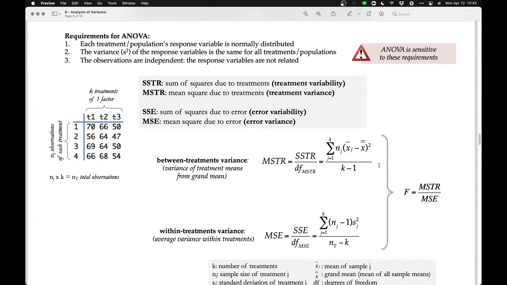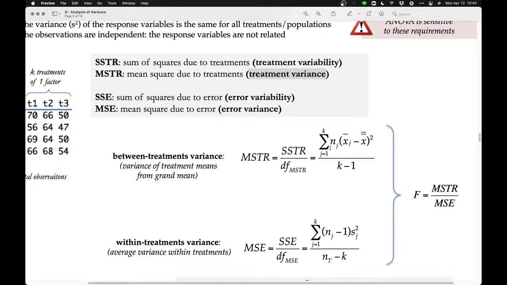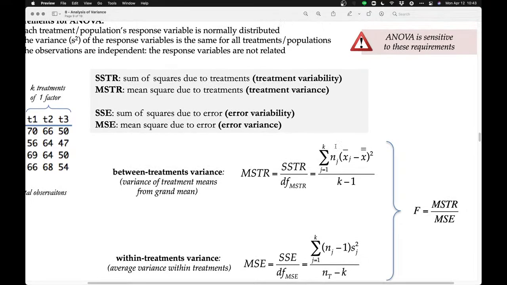Okay. So it's going to essentially compute two types of variance. Let's look at them one by one. The first variance is how much of this variance is because of the treatments and the difference between the treatments. All right. So this is the first kind of variance it looks at. It's called MSTR, or mean square due to treatments, or simply treatment variance. All right. And let's see what it does in the numerator here.